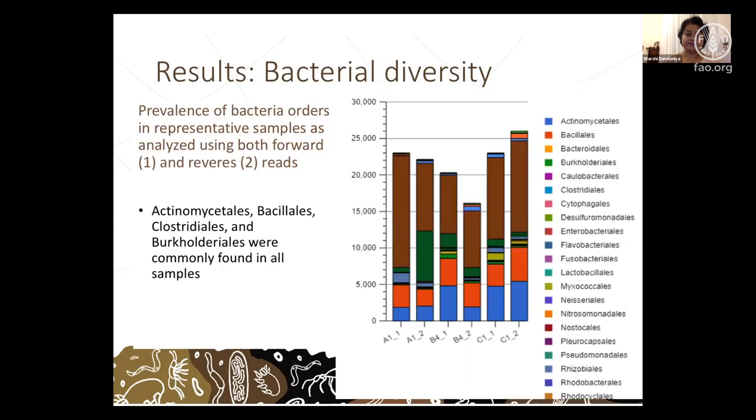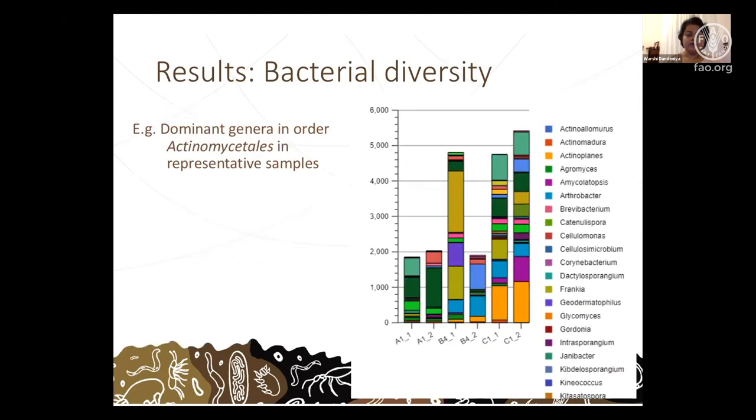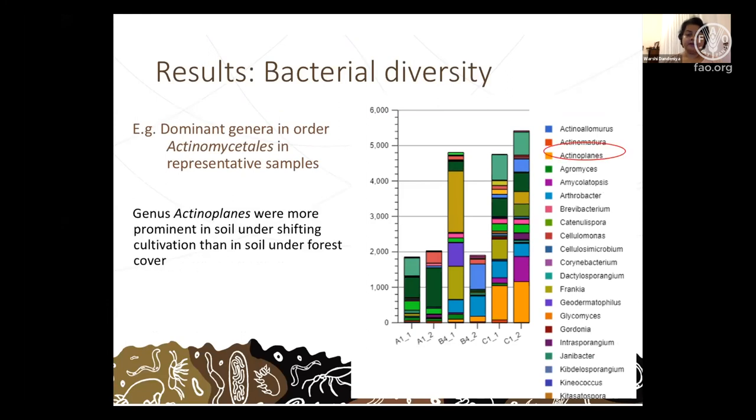land covers. So if we look into detail about the species composition, Actinomycetales, Bacillales, Clostridiales, and Burkholderiales were the commonly found bacterial orders in all soils. However, the abundance of members of Actinomycetales was higher in disturbed soils. And if we look at the Actinomycetales order and the different genera present, Actinoplanes were more dominant in soils under shifting cultivation than in soil under forest cover.